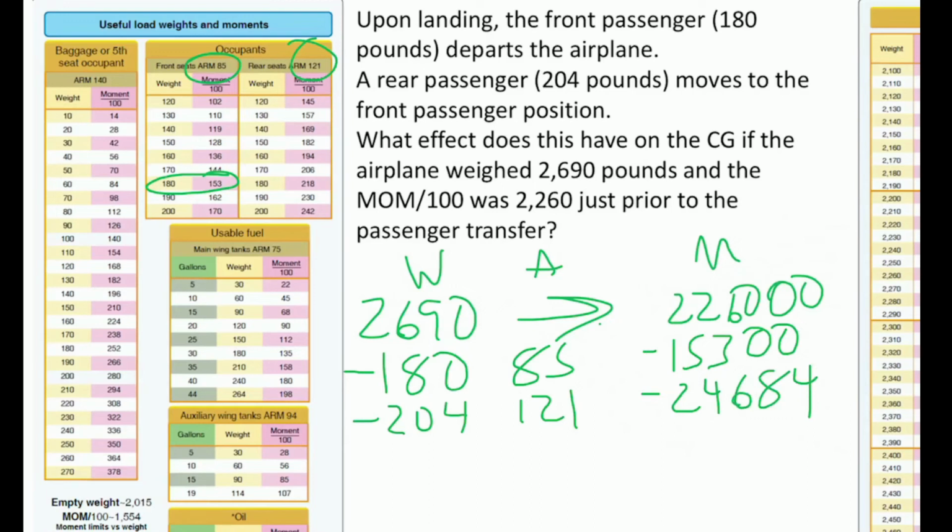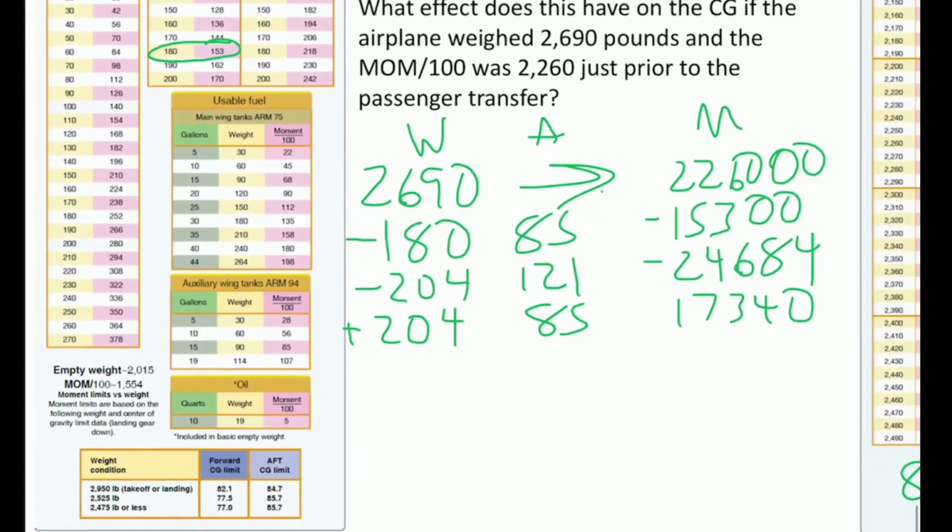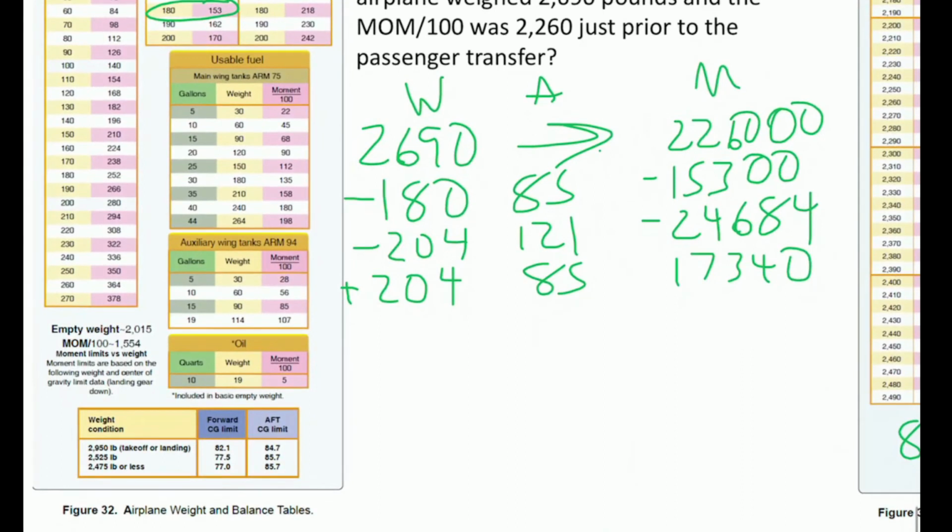Then he got back in, but in a different position. He got back in the front seat, which has an arm of 85. Once we get that, we get 17340. Now we just do the math.